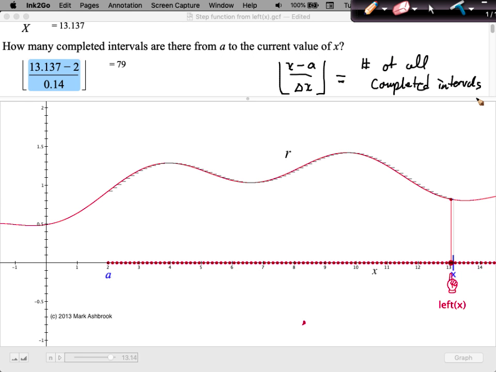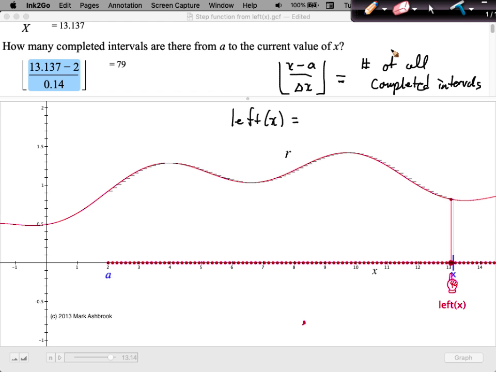So now write a formula for left X without looking at your notes. Left X then equals the X value at the start of the interval. How would I get that X value at the start of the interval now that I have this that tells me the number of completed intervals? How do I get out to that X value starting at 0? What do I do?